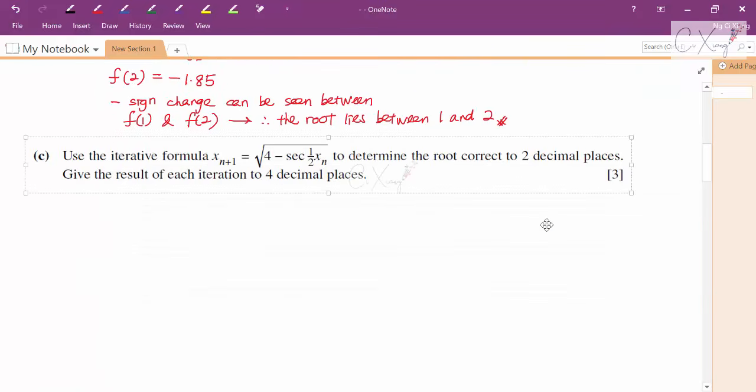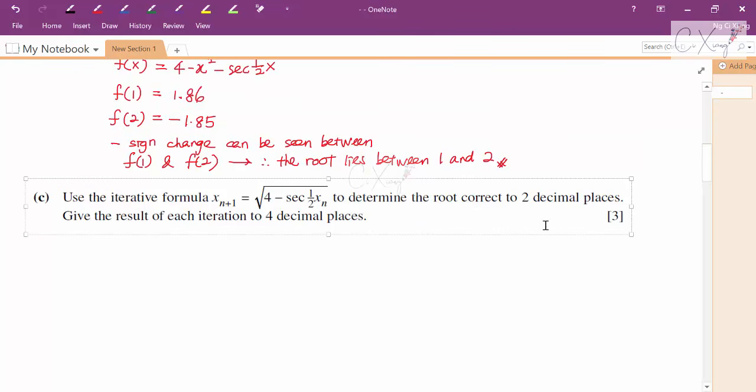Okay, so for part number C, since we already know that the root lies between 1 and 2, now they want us to use the iterative formula. The iterative formula is given in this question. This is the iterative formula that they want us to use, to determine the root correct to 2 decimal places. So the final answer should be in 2 decimal places, but all your iterations should be in 4 decimal places.